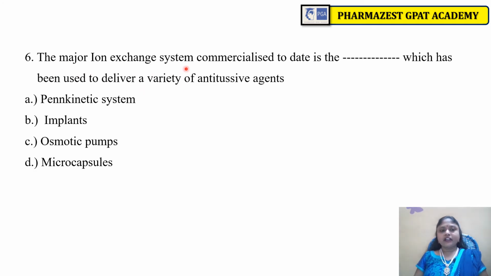Now coming to the next question. The major ion exchange system commercialized to date is the dash, which has been used to deliver a variety of antitussive agents. So the options are A. Penkinetic system, B. Implants, C. Osmotic pumps and D. Microcapsules. So the answer is A. Penkinetic system. So it is an ion exchange system which is used to deliver antitussive agents, that is cough syrups, cough preparations.